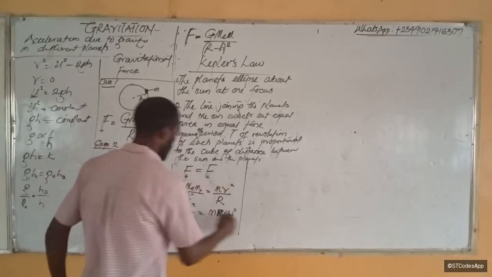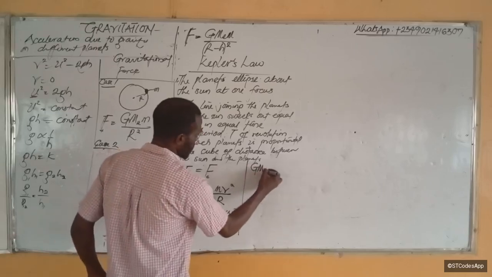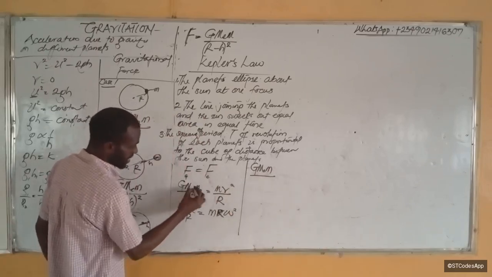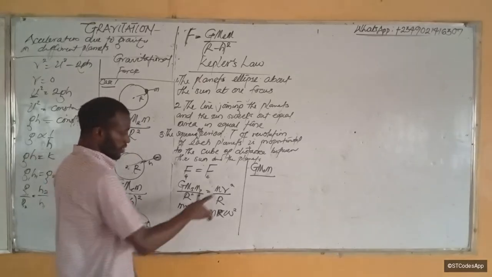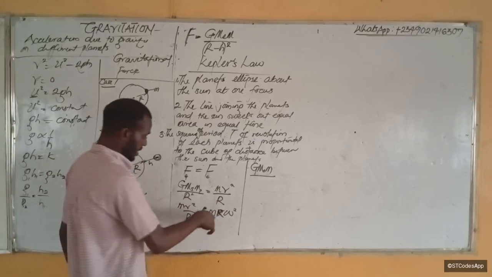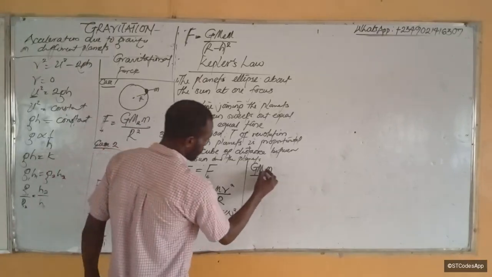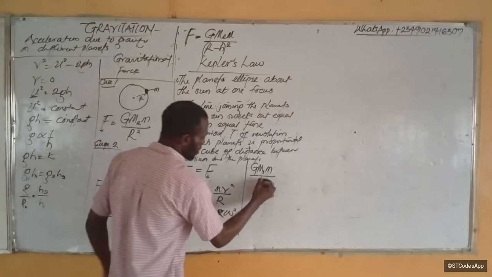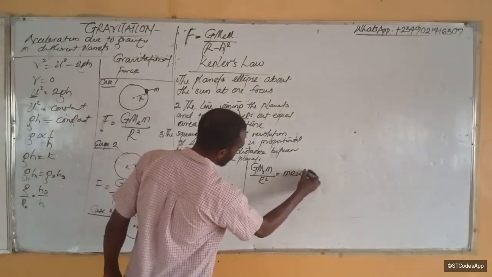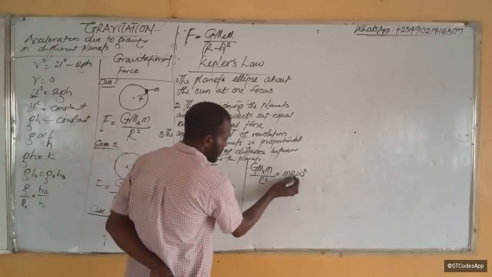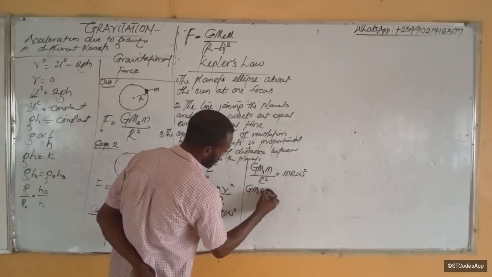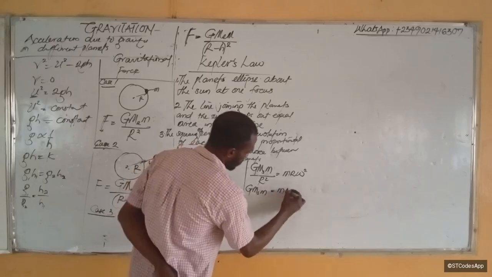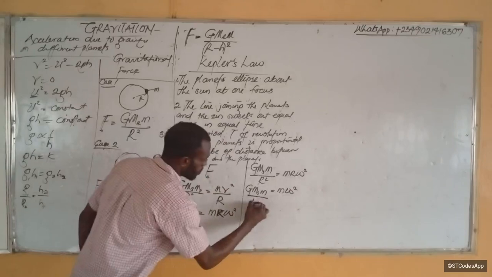So our formula can therefore become G, let me just use small m for the planet, over, Ms is the mass of the sun, this is the mass of the planet. So Ms, not Me, please. Mass of the planet, mass of the sun, mass of the planet, over r squared is equal to m r omega squared. Now, if I bring r here, it becomes G Ms m is equal to m omega squared. If I bring r here, it becomes r cubed.